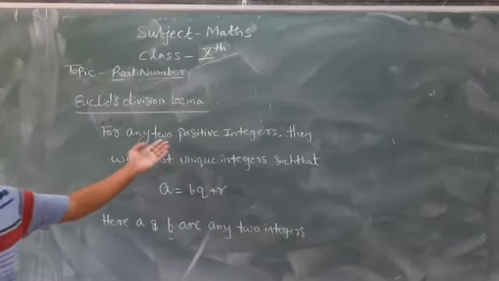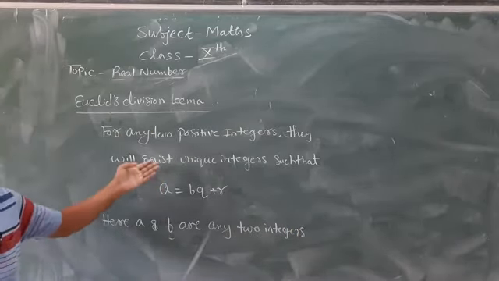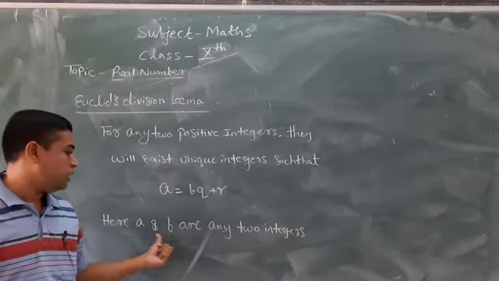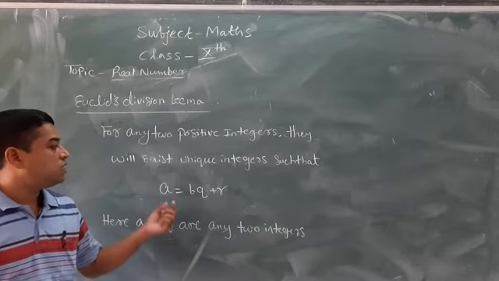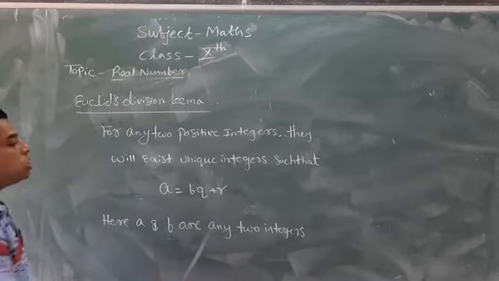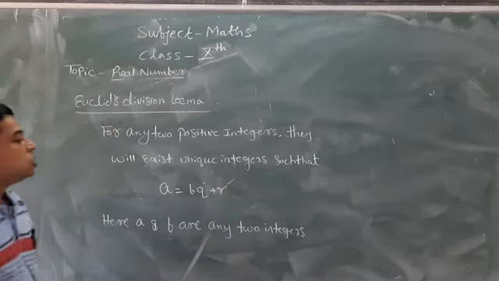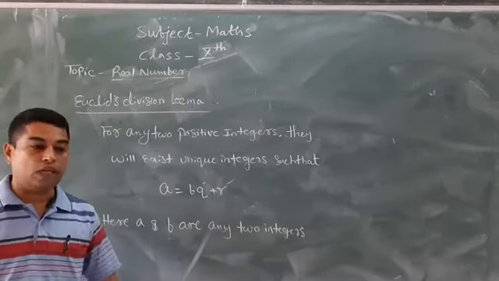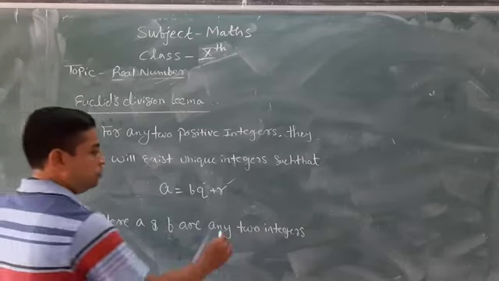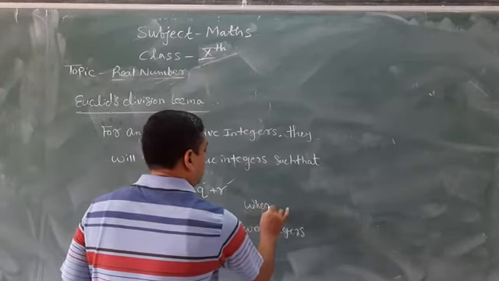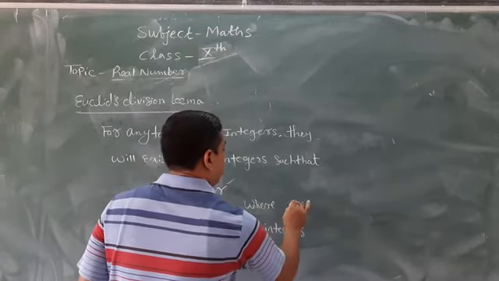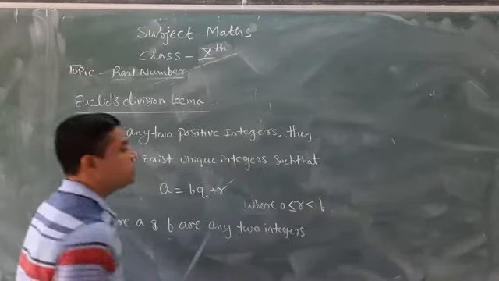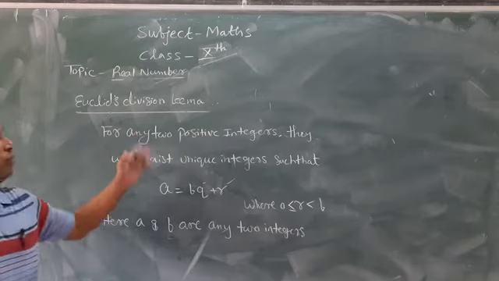So for any two positive integers a and b, there exist another two unique integers, q and r, in such a way that they satisfy a is equal to bq plus r, where r is greater than or equal to 0, but always less than b. That is the statement given by Euclid.